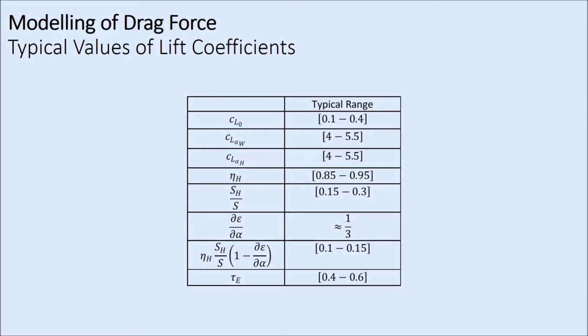And then obviously you can see that the lift coefficients due to change in angle of attack on both the wing and horizontal tail are much larger, as you would expect.